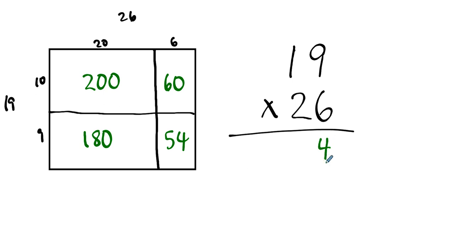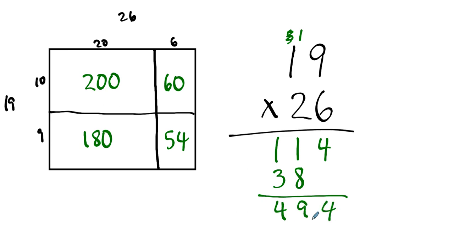9 times 6 is 54. 54 is 4 ones and 5 tens. 6 times 10, that's 60. And 5 more is 110. 2 times 9 is 18. And then 2 times 1 is 2 plus 1 is 3. And so maybe that's it, maybe? Can you see where all of these pieces are over here?